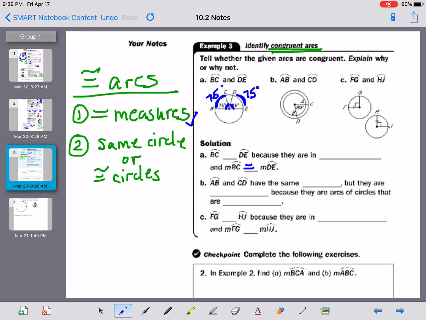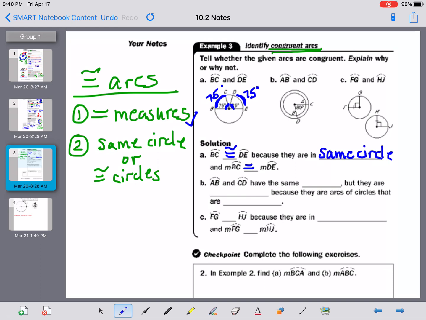Now I look for the second one. Do I have the same circle or congruent circles? Well, it's obvious to me on this one, they're both in the same circle. So since they're in the same circle and they're equal, I would definitely say my two arcs are congruent.